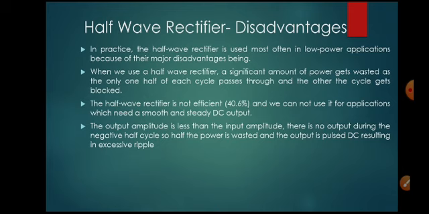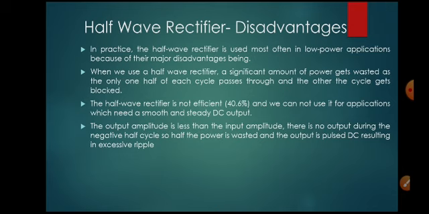So here we have many disadvantages in practice. The half wave rectifier is used most often in low power applications because when we use a half wave rectifier, a significant amount of power gets wasted, as only one half of each cycle passes through and the other half of the cycle gets blocked. So the efficiency is very low, and we cannot use it for applications which need a smooth and steady DC output.